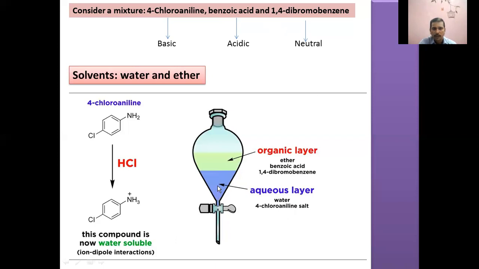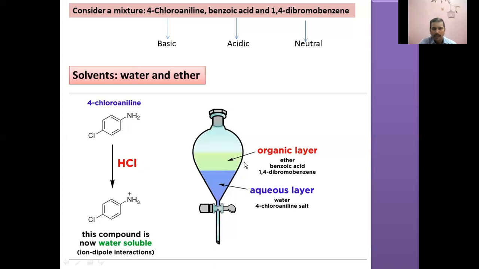You release the aqueous layer. The aqueous layer has 4-chloroaniline in protonated form. You release this. Then you treat with base. You recrystallize it. So you will get 4-chloroaniline back. Now it has been separated from the mixture, and it is free from benzoic acid and 1,4-dibromobenzene. Now 1,4-dibromobenzene and benzoic acid are present in the organic layer. They are ether soluble.